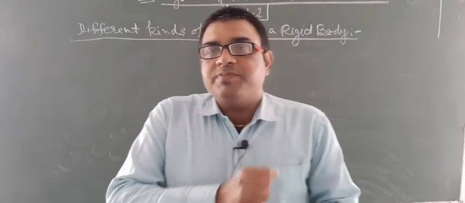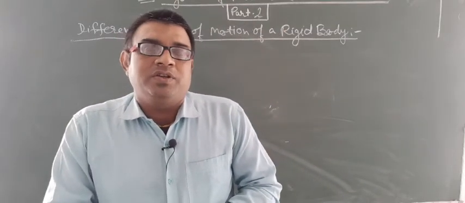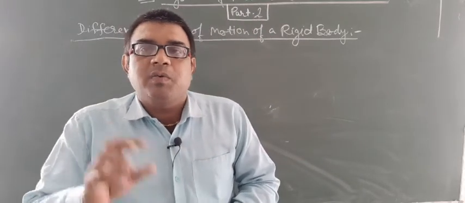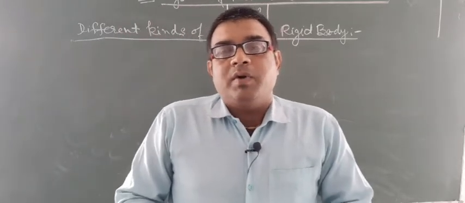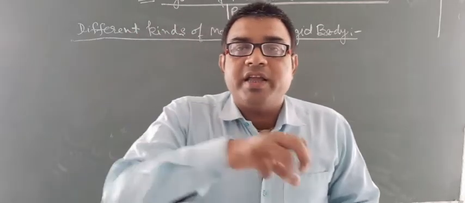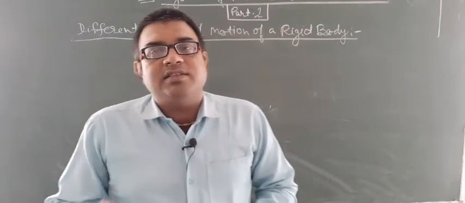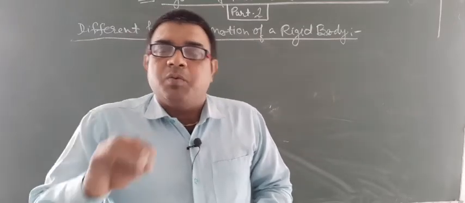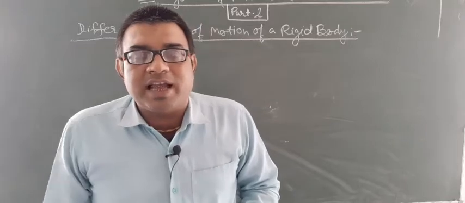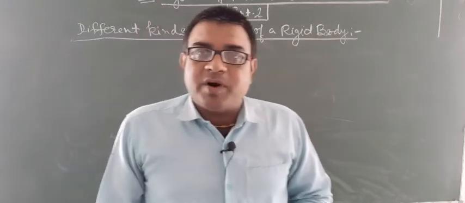In the previous video we had discussed what a system of particles is, what a rigid body is, what the definition of a rigid body is, how a rigid body can be considered as a system of particles, which types of bodies can be considered as rigid bodies and which types of bodies cannot be considered as rigid bodies.